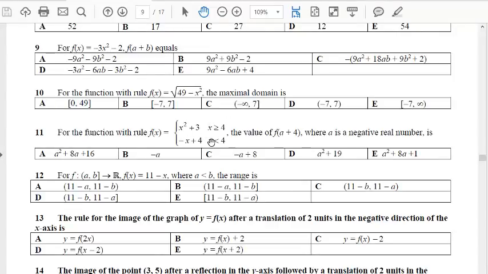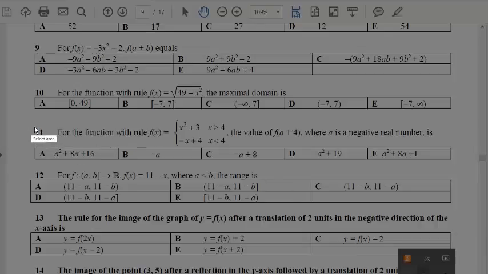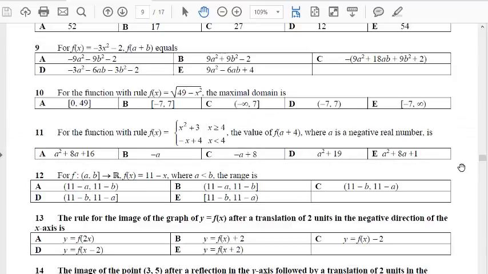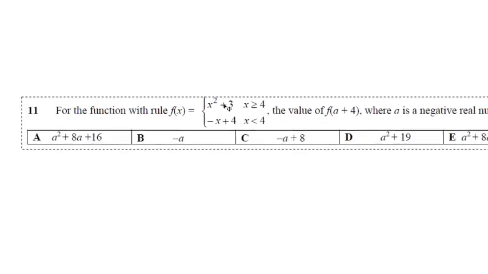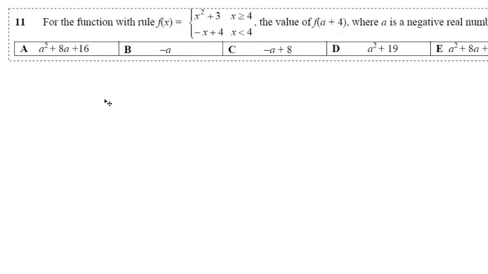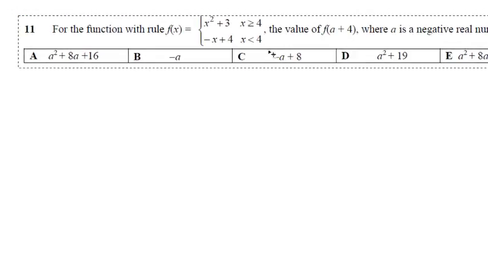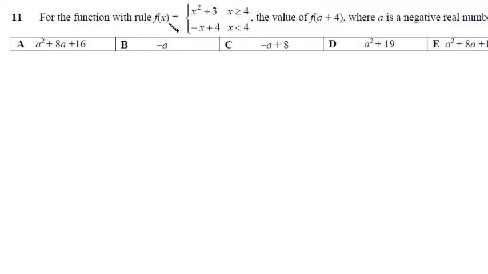Now we have to do this one, 11. It says for the function f of x, which is defined piecewise, f of x is something when x is greater than or equal to 4, and something else when x is less than 4. And a is a negative real number.